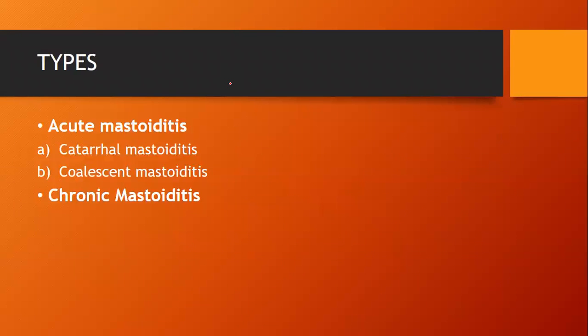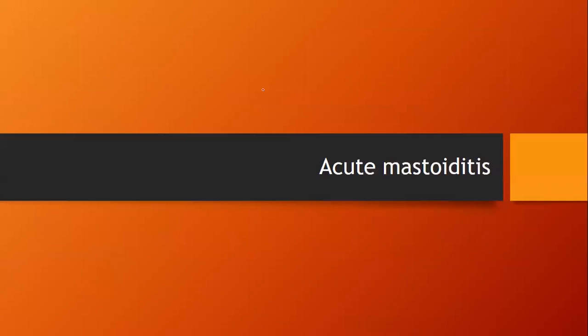Mainly the types of mastoiditis are divided into acute and chronic. This is the main classification of mastoiditis. Again, acute mastoiditis is divided into cortical mastoiditis and coalescent mastoiditis. We can see each one in detail.